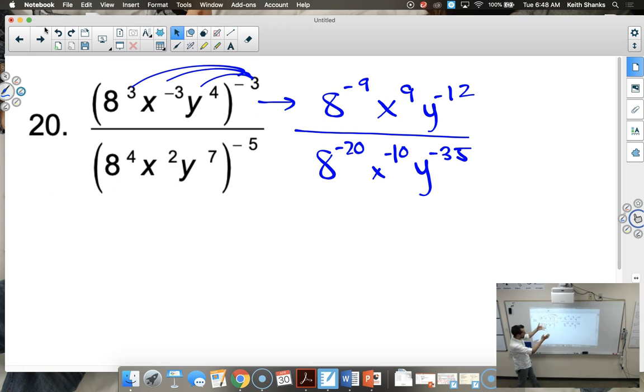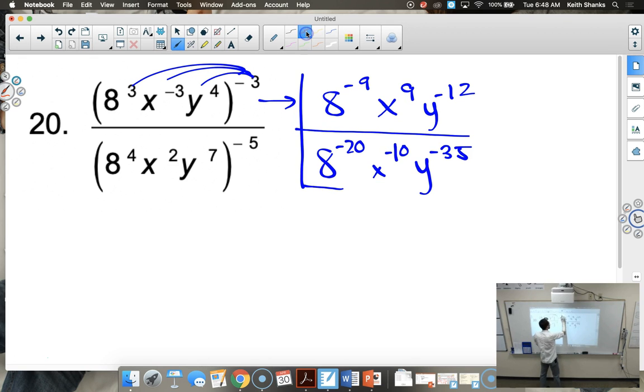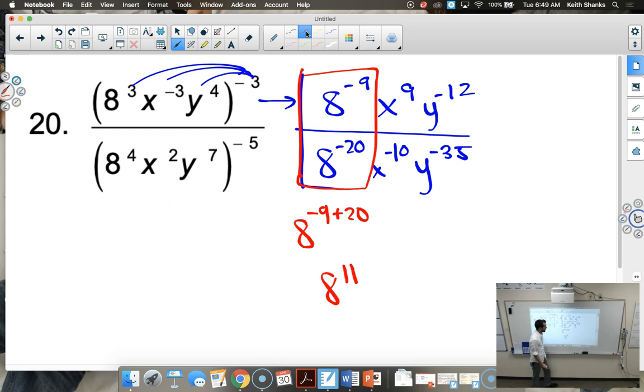Okay, and then again, there's a lot there, but I'm trying to simplify in some way, shape, or form. Take each one of these individually. We'll try to do this step by step here. Okay, so we're going to focus on our 8s. When you have, again, exponents with the same base and they're divided, you subtract. So it's 8 to the negative 9 minus negative 20. So that's 8 to the 11th. Again, you're subtracting these exponents. So negative 9 minus negative 20 becomes plus. That's 11.